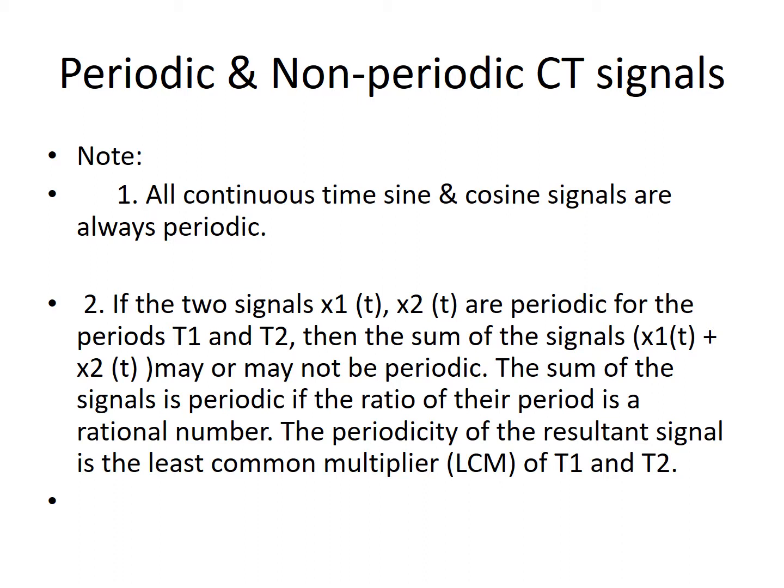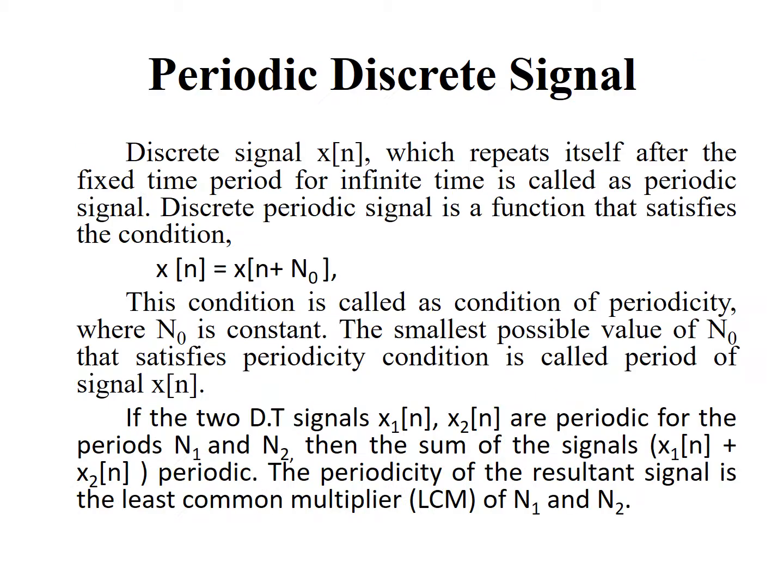Second point: if the two signals x1 of t and x2 of t are periodic with periods T1 and T2, then the sum x1 of t plus x2 of t may or may not be periodic. The sum of the signals is periodic if the ratio of their two periods is a rational number, or we can say a ratio of two integers. The periodicity of the resultant signal is the least common multiple of T1 and T2, which is called the fundamental period or period of the given signal. We'll see in an example how to calculate this period.